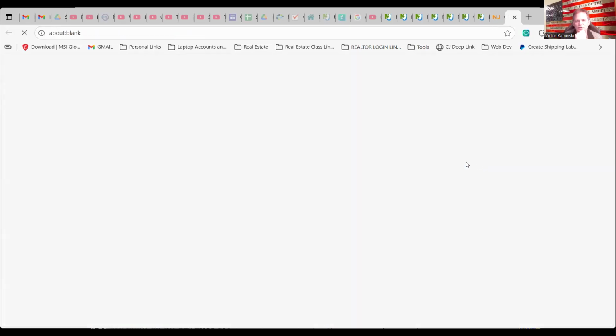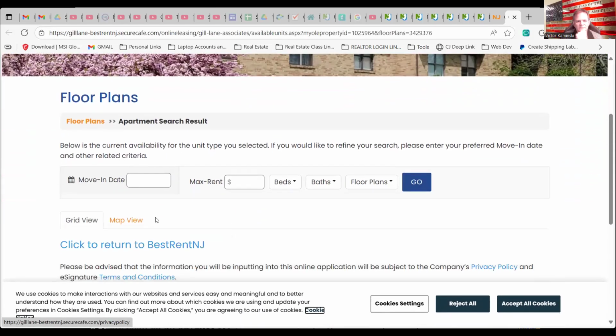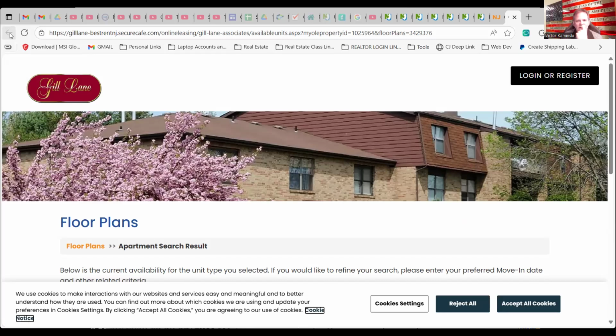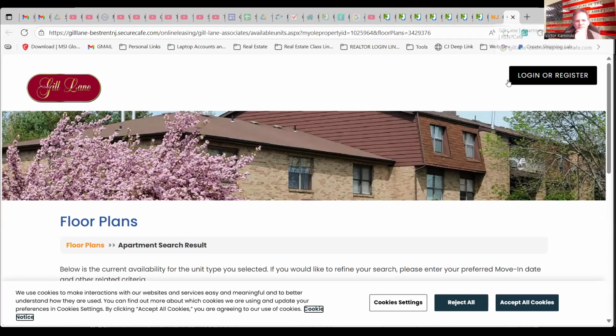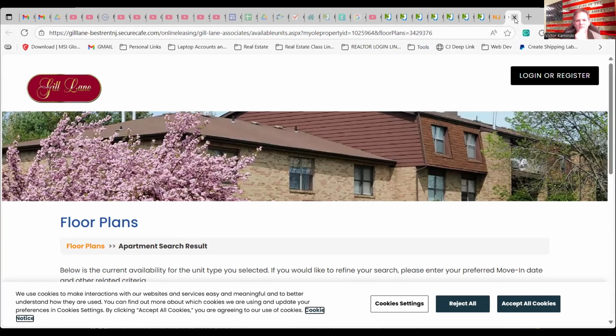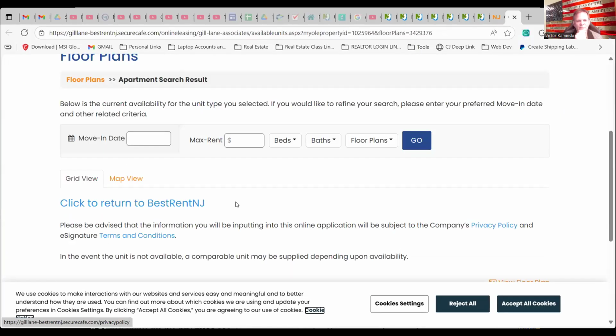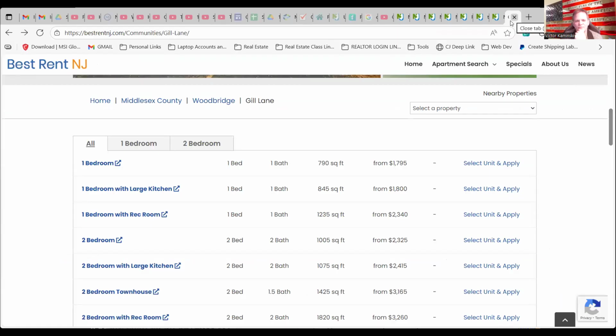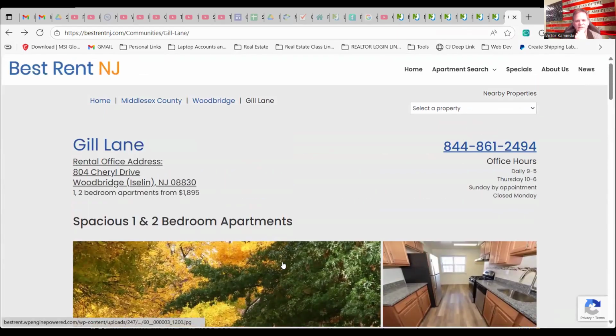Let's select the unit and apply. What's our move-in date? Now, if a unit is not available here, if there is no unit that's available, look at that. You see how they fill out the rental application? Like you could fill out the rental application right here on the Best Rent NJ's website, Gill Lane dash Best Rent NJ. So they put together these websites that make it easier for them if they're interested.